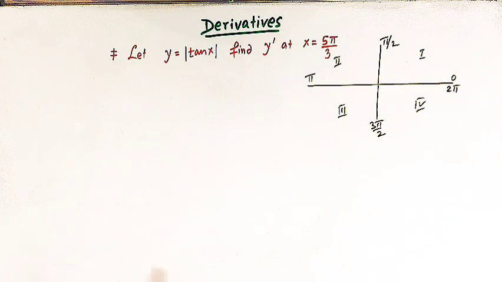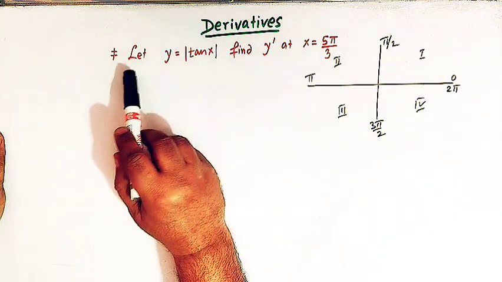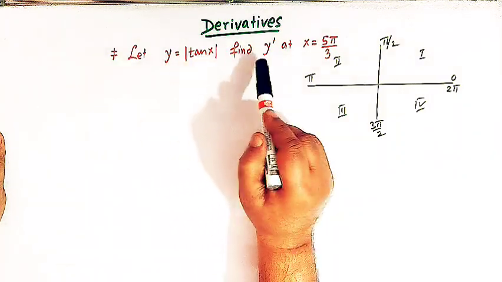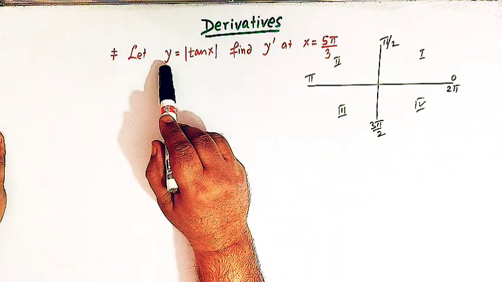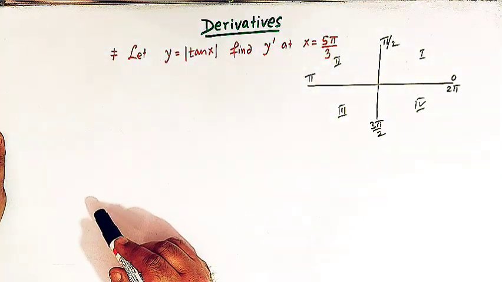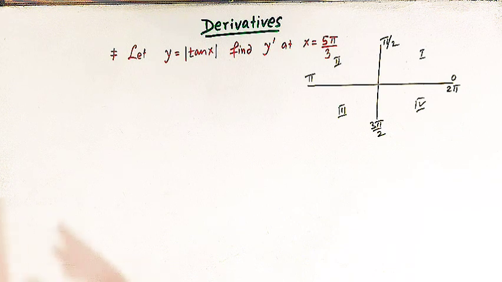So now let us consider the second problem. Here we are given this function y is equal to mod of tangent of x, and we have to find the derivative of y at x is equal to 5 pi by 3, right? Now let us see the sign convention of the tan function in the four quadrants.